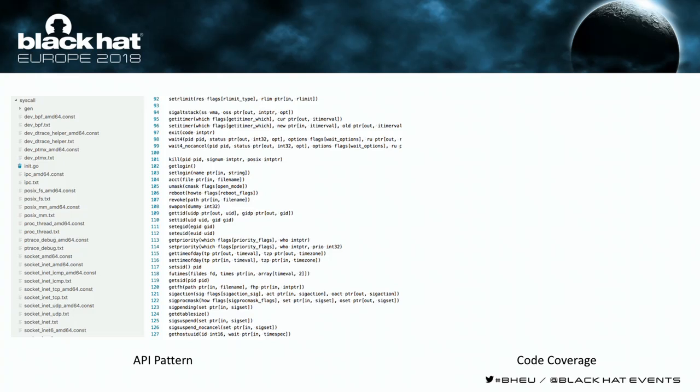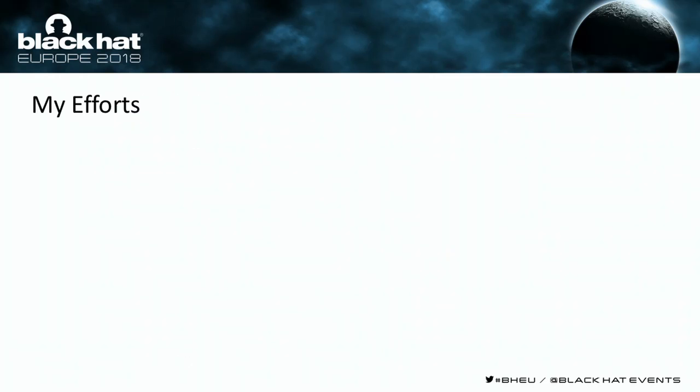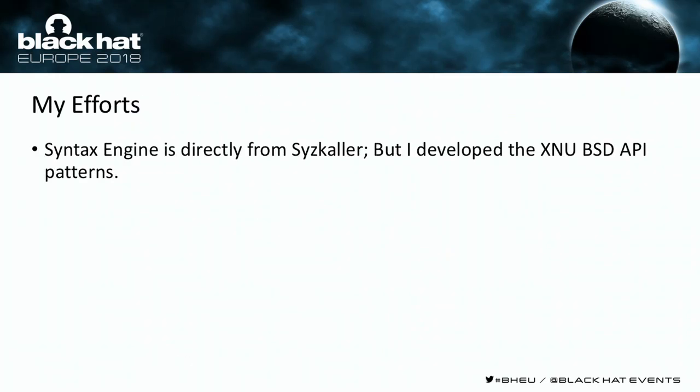I wrote about 530 API patterns in our tool in such kind of TXT files. And another picture, the right picture, describes the code coverage enabled in the XNU kernel. I instrument the sanitizer cover trace PC stop function in almost every basic block. Okay, so this is my effort.